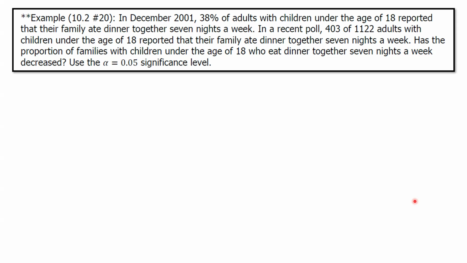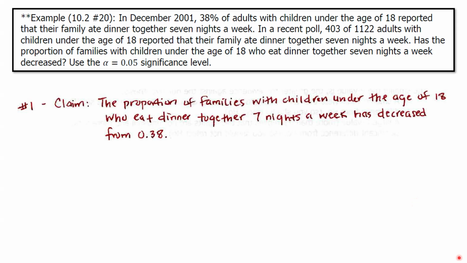So our first step is to state our claim. And our claim here that our researcher is trying to find is that the proportion of families with children under the age of 18 who eat dinner together 7 nights a week has decreased from 0.38. That is the claim that our researcher is stating.